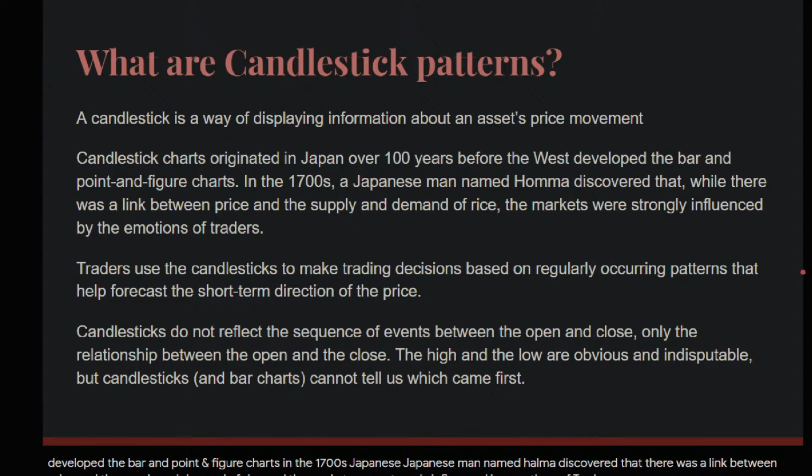Traders used candlesticks to make trading decisions based on regularly occurring patterns that help forecast the short term direction of the price. Candlesticks do not reflect the sequence of events between the open and close of that candle, only the relationship between the open and the close. The high and the low are obvious and indisputable, but candlesticks and bar charts cannot tell us which came first.